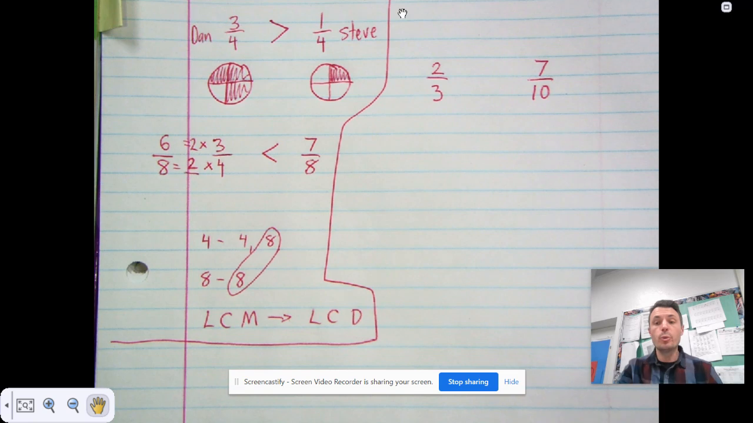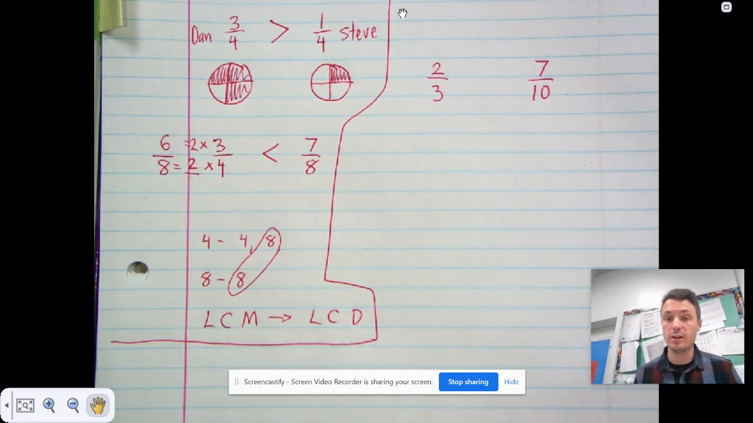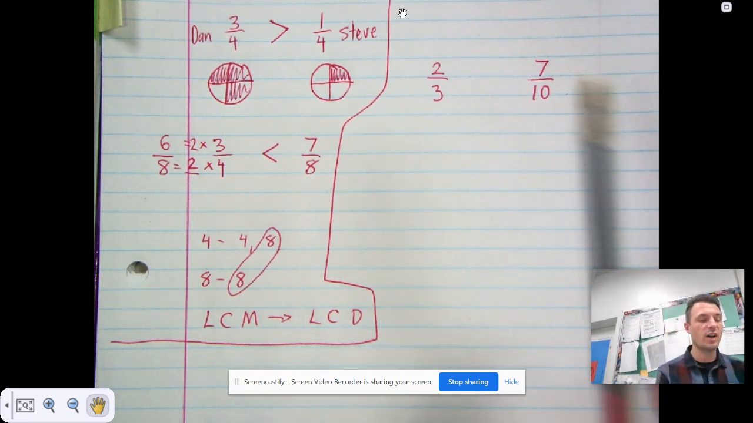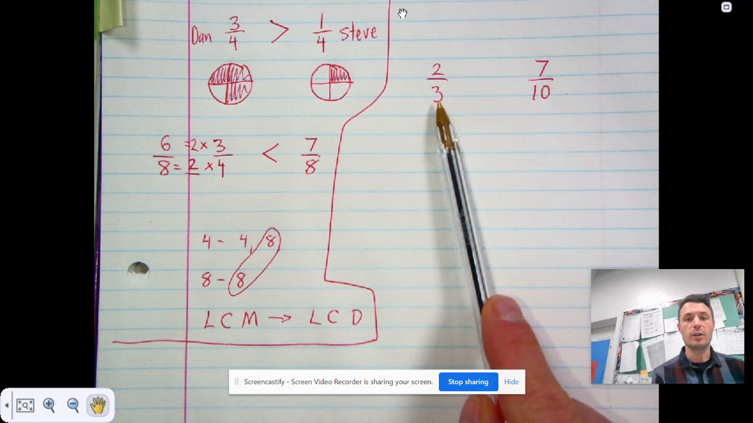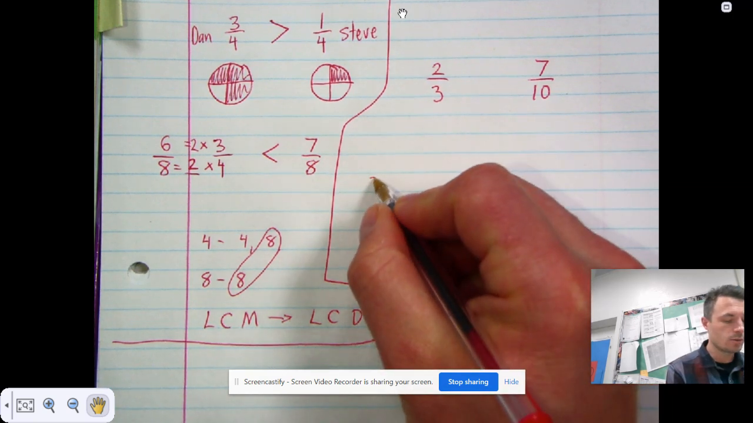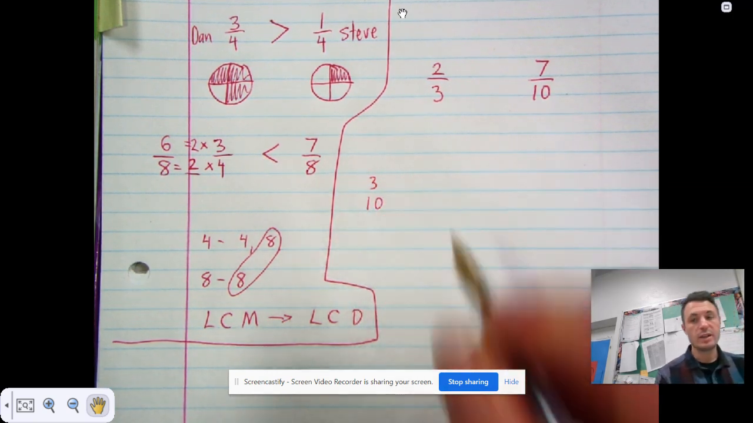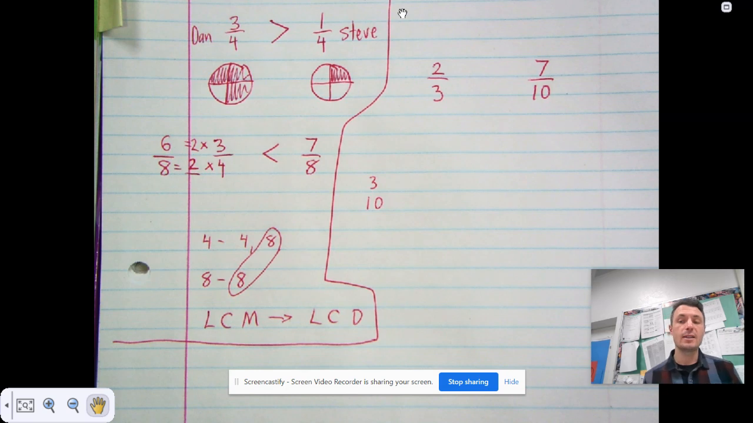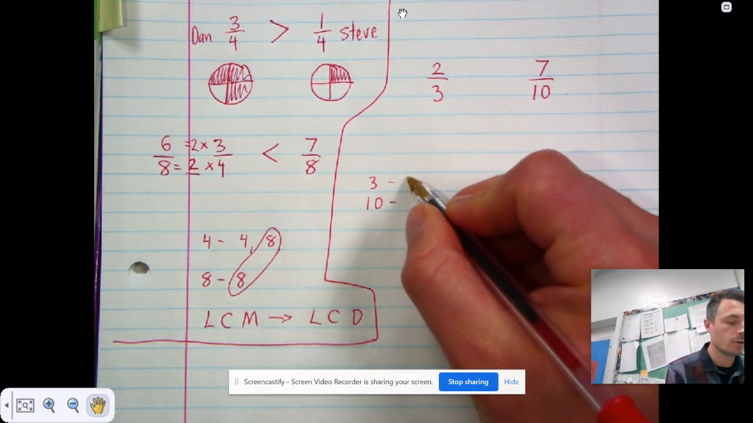So how do we make them have the same denominator? The first thing we do is we find the LCM, the least common multiple for 3 and 10. So we list 3 and 10 here, and we count by 3s and we count by 10s until we get the same number in both lists. So we're going to count by 3s.